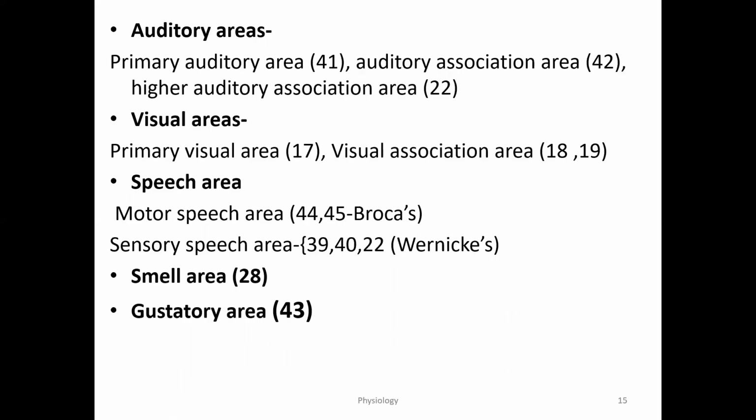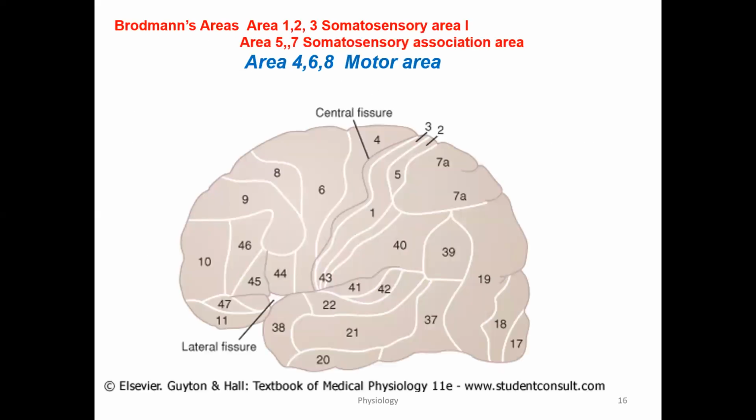You may have one MCQ on this: what are the different auditory areas, visual areas, motor areas, or primary motor area? Smell area is 28, and gustatory area, the taste sensitive area, is 43. So you can see that these are the different Brodmann's areas. Area number 4, 6, and 8 is the primary motor cortex area.